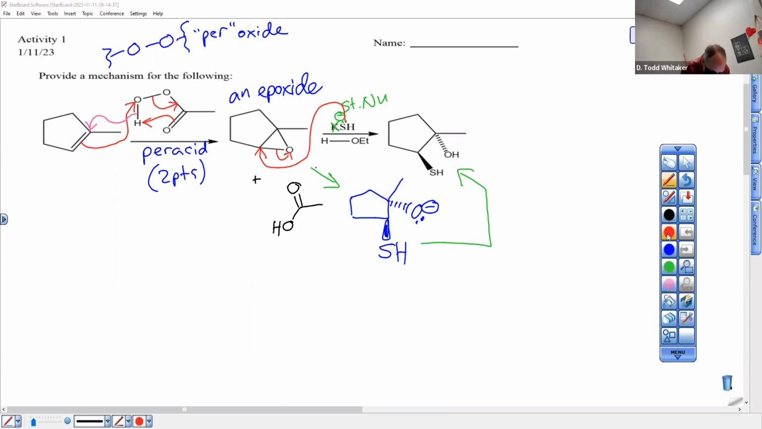And the O- grabs an H from the excess solvent. And OEt- comes off as a side product. If you're curious, you don't need to show me these side products, but they're good for bookkeeping when you're studying. Nice activity. So we'll save that and we'll stop our video.